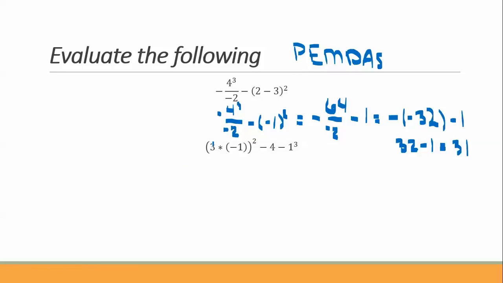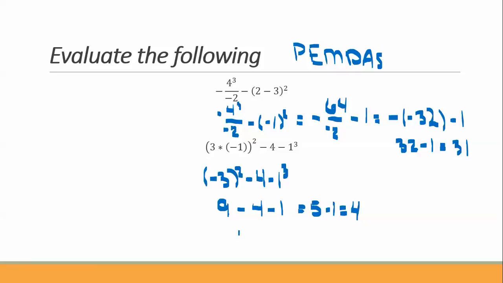Parentheses first. So we're going to do 3 times -1 is -3 squared minus 4 minus 1 cubed. Now we do our exponents. So -3 squared is +9 because that's in parentheses. Minus 4 minus 1 cubed is 1. And this is 1 cubed, not -1 cubed. It's minus +1 cubed. So then we have 9 minus 4 minus 1. So that's 5 minus 1 is 4.